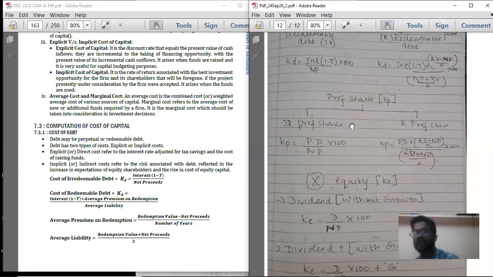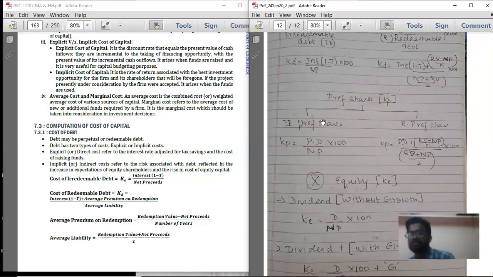Now below that, draw a flow chart. Left hand side, irredeemable preference shares. Right hand side, redeemable preference shares. Same as equity and debentures, but one thing you should not consider here is 1 minus tax rate. That 1 minus tax rate won't come. Remaining everything is the same; there you are giving interest, here you are giving preference dividend.